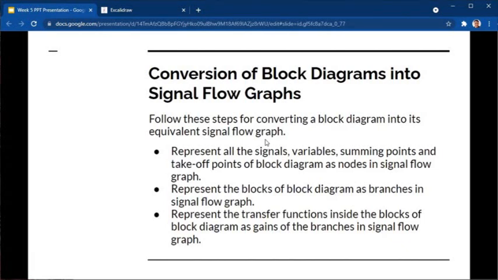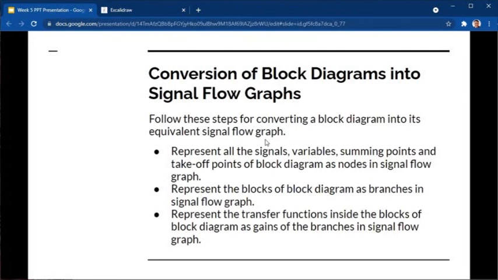Let's proceed to the next topic. We have the conversion of block diagrams to signal flow graphs. To convert a block diagram into its equivalent signal flow graph, we have to follow these steps. One, represent all the signals, variables, summing points, and takeoff points of the block diagram as nodes in the signal flow graph. Two, represent the blocks of the block diagram as branches in the signal flow graph. Represent the transfer functions inside the blocks of the block diagram as gains of the branches in the signal flow graph.